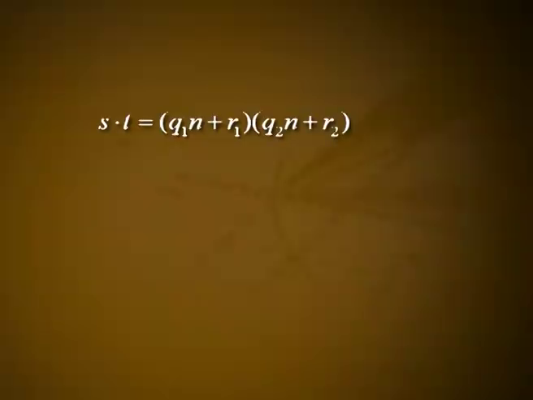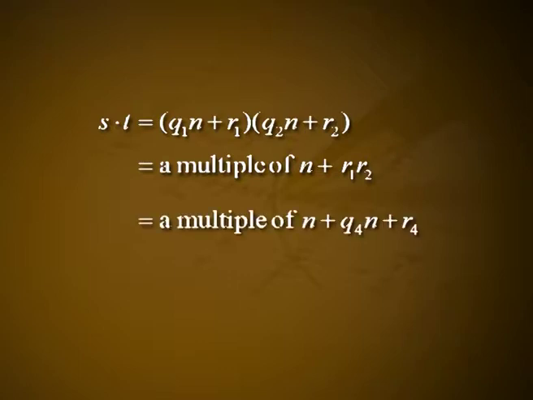Also, s into t equal to (q1 into n plus r1) into (q2 into n plus r2), a multiple of n plus r1 into r2, which is equal to a multiple of n plus q4 into n plus r4, which is equal to a multiple of n plus r4. Hence, by the definition of phi, phi of s into t equal to r4, equation number 4. From equations 3 and 4, we have phi of s into t equal to phi of s multiplication modulo n phi of t. Hence, phi is a homomorphism.